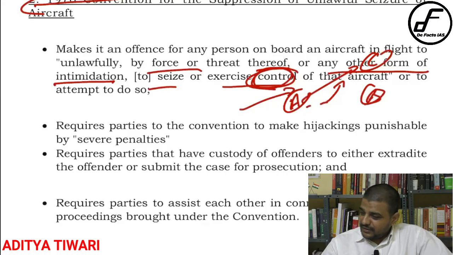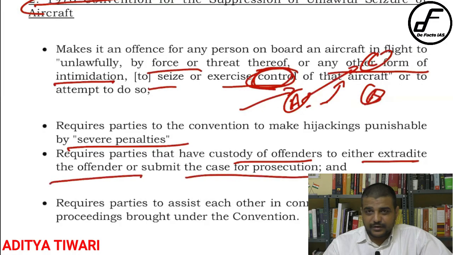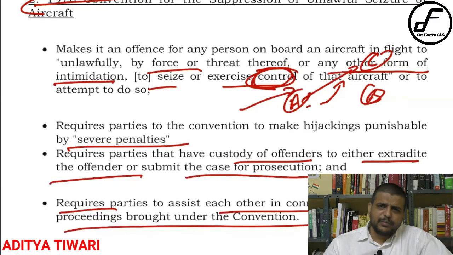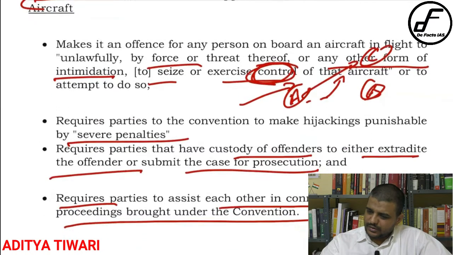It requires parties to the convention to make it punishable with severe penalties. Some of them have made it a death penalty. It requires parties having custody of the offender to either extradite the offender or submit the case for prosecution. That is the provision of the 1970 Hague Convention. It requires parties to assist each other in connection with criminal proceedings brought under that convention. It means you will provide the evidence, whatever you could do, you will do. So that is the four important provisions.